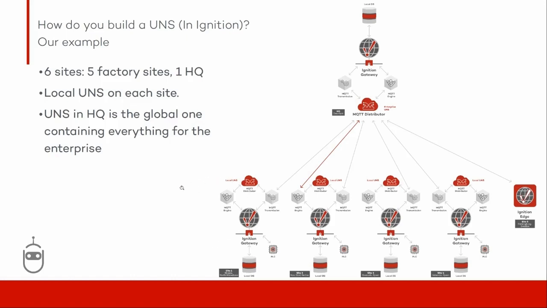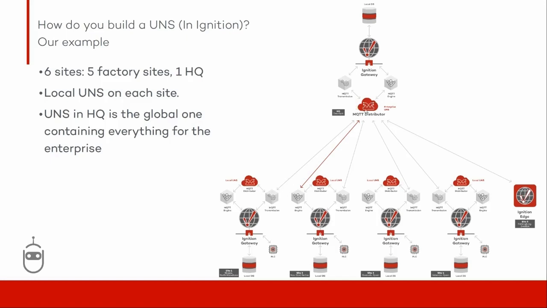You could have some MES systems, or some other systems, that want to connect to this local UNS to get all the data for the whole site. So that's why we have the local UNS here, to give that possibility. But then the transmission module is also transmitting the whole tag structure to the MQTT distributor on the enterprise side, on the HQ. So here we have the enterprise UNS, and the MQTT transmission module is publishing to that.